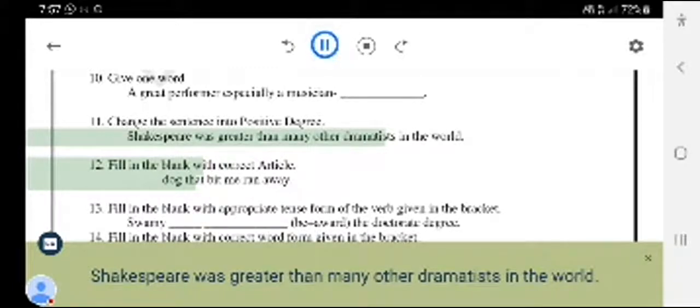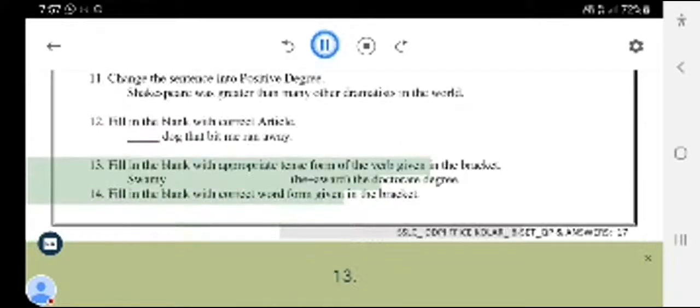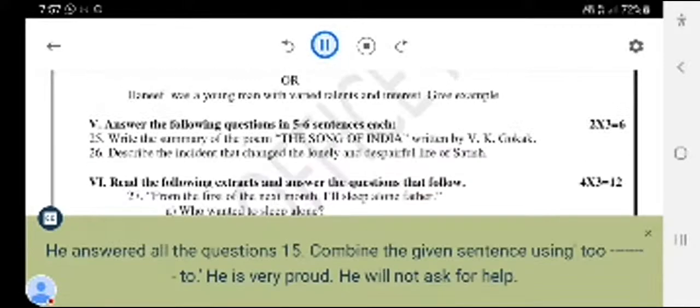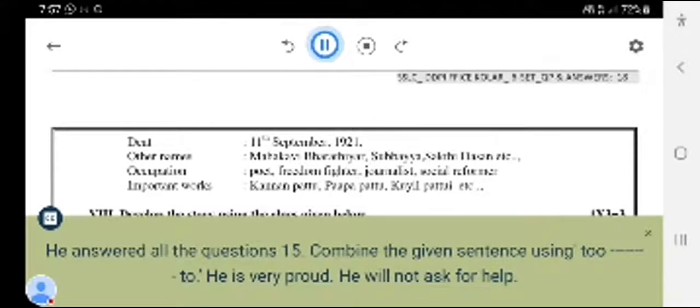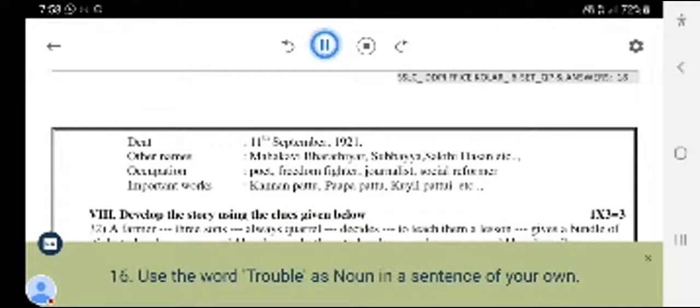12. Fill in the blank with correct article. Dog that bit me ran away. 13. Fill in the blank with appropriate tense form of the verb given in the bracket. Swami the doctorate degree. 14. Fill in the blank with correct word form given in the bracket. He answered all the questions. 15. Combine the given sentence using to. He is very proud. He will not ask for help. 16. Use the word trouble as noun in a sentence of your own.